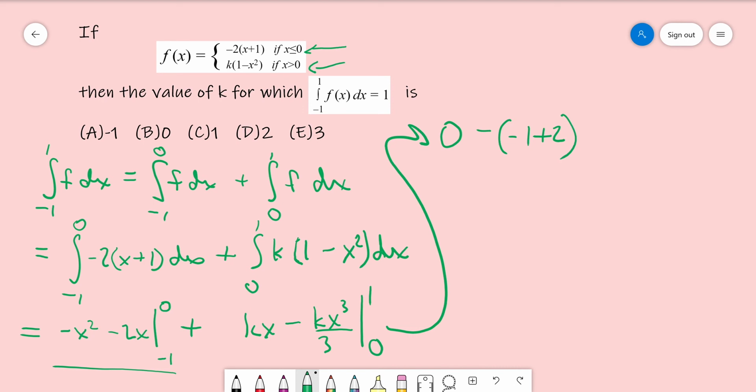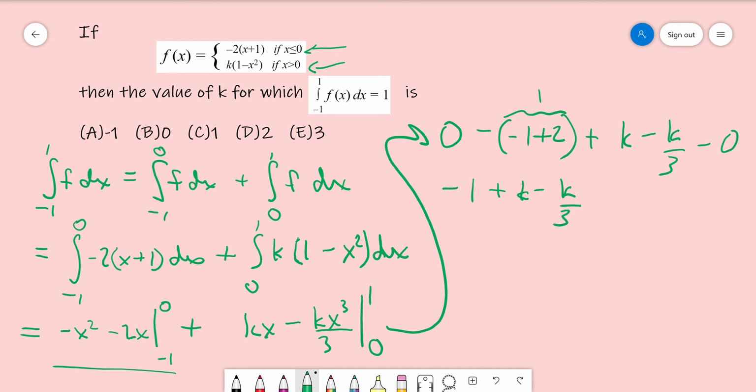Okay, and then we've got plus k times 1 is just going to be k, and we're going to subtract k times 1 cubed is 1 divided by 3, so that's going to be k over 3. And when we plug in 0, that's just going to give us a 0. So what do we get? This part is negative 1 plus 2, so that's going to be 1, and there's a negative in front, so that's going to be a negative 1, plus k minus k over 3.